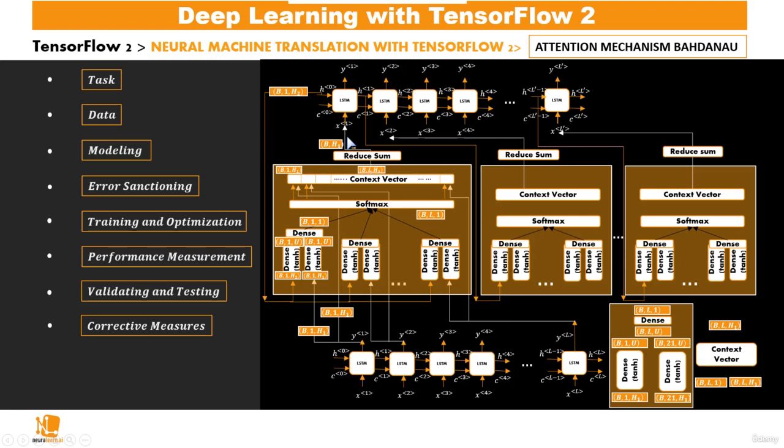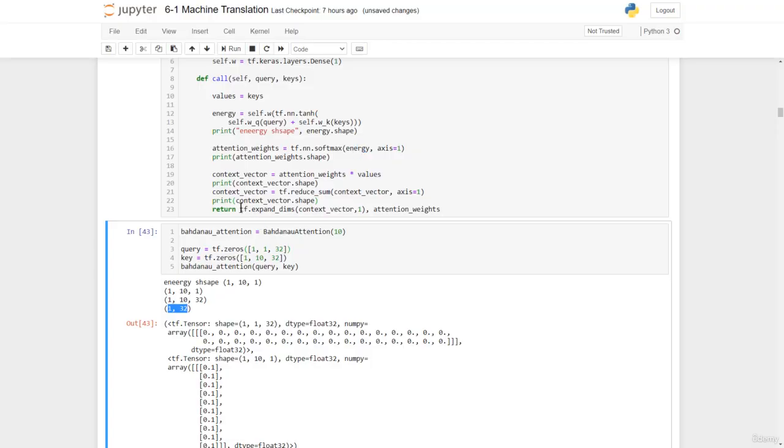But note that what gets there is not just a tensor of dimension batch size, hidden unit number. It's actually batch size, 1, and then hidden unit number. So that's why we have to expand the dimensions and include another dimension in between the batch size and the hidden number. That's what we do right here. We expand dimensions, so we output that. That's what gets to the decoder.